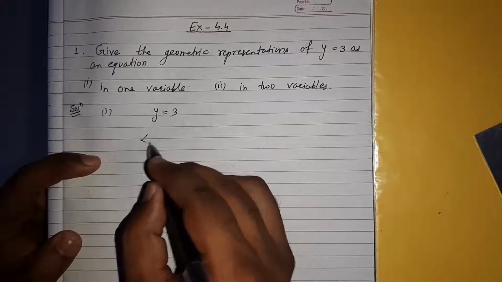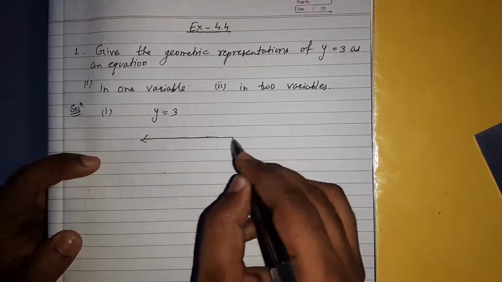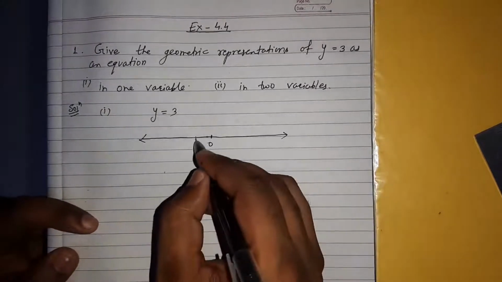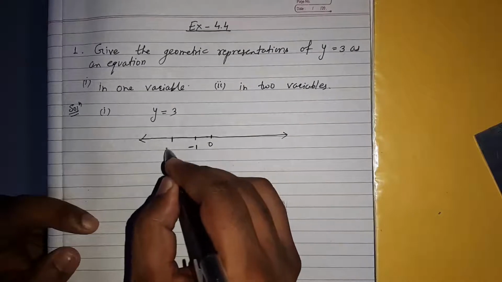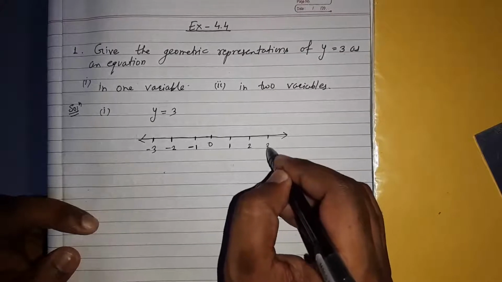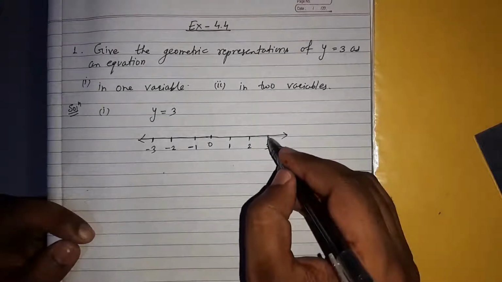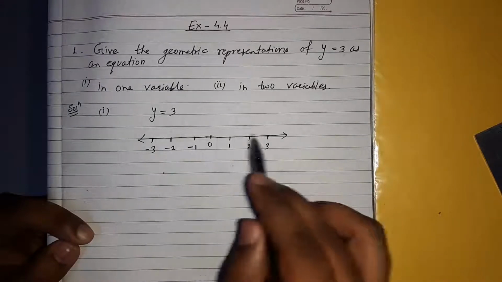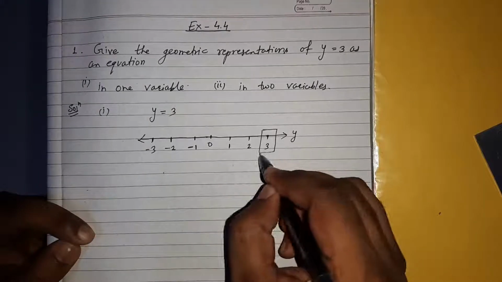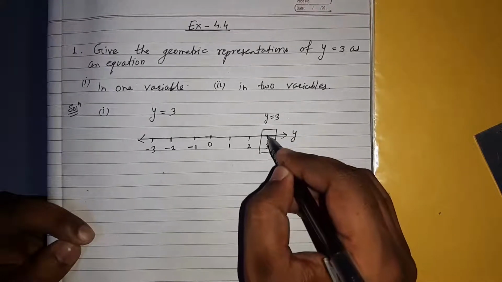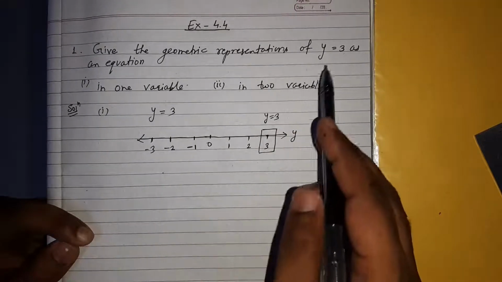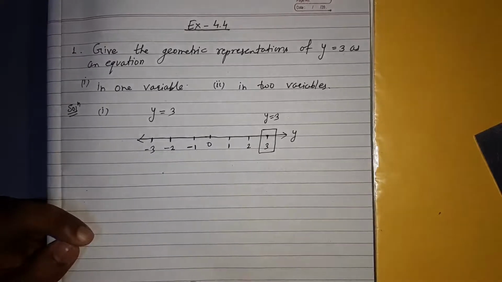So first we will draw a number line. At the middle is the origin. On the left side are negative numbers, and on the right side are positive numbers 1, 2, 3 and so on. Here the value of y is 3. Suppose it is y. So the geometric representation of y is equal to 3 in one variable is at this point.